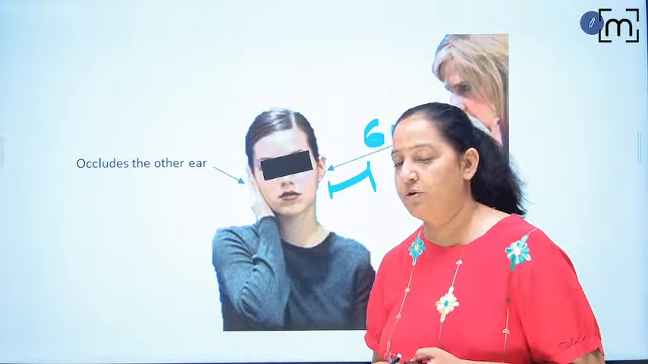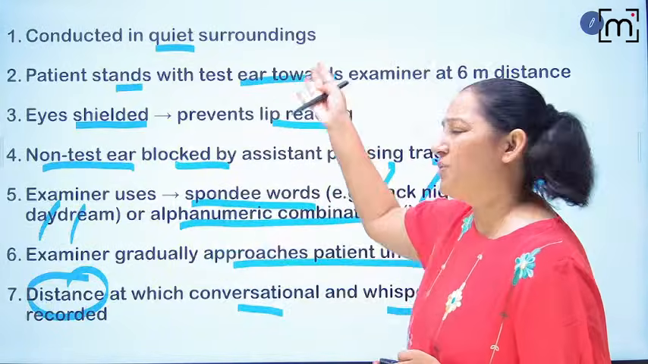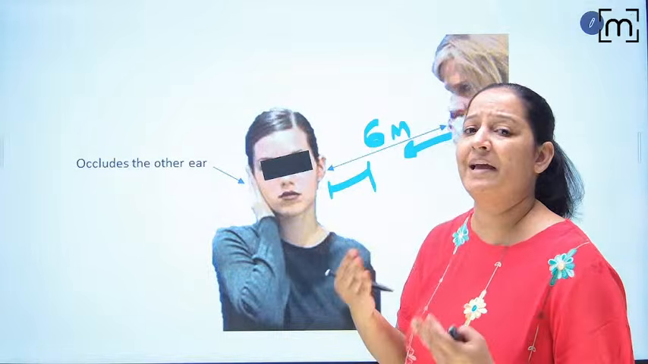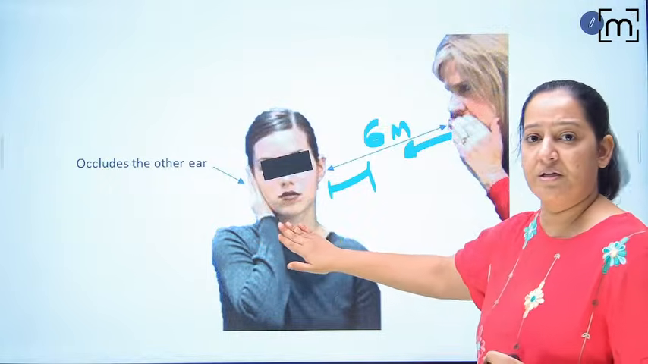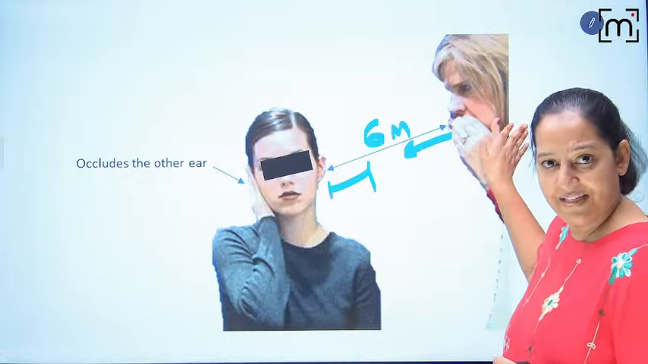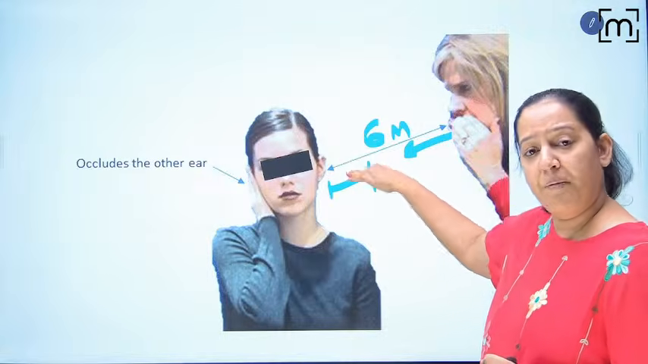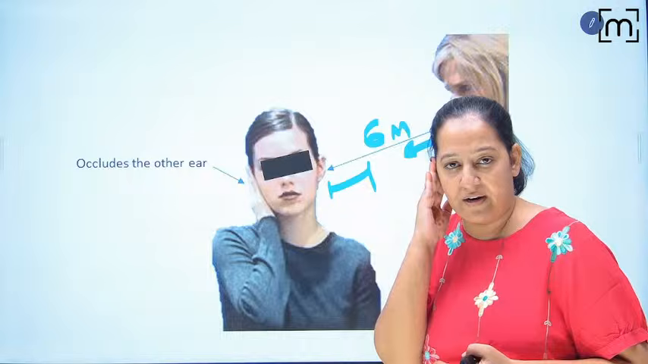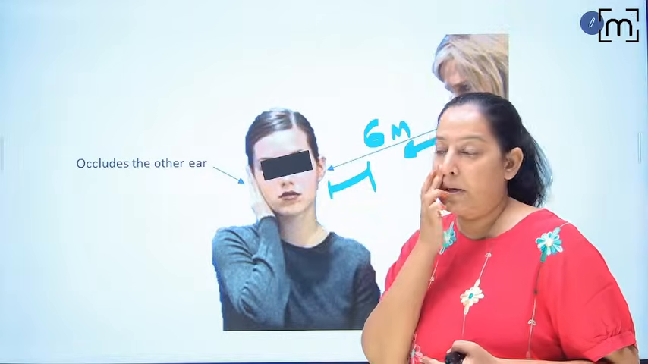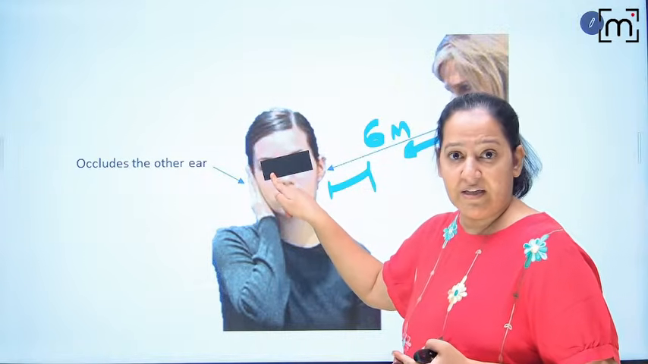Did you get it or not? So the procedure, you don't have to learn it by rote. Look at the picture and say it in your own words. So there is a patient. Ask the patient to sit at a distance of 6 meters from the examiner. The testing ear should be towards the examiner. The non-test ear should be blocked by the patient himself or herself, by blocking the tragus. Eyes should be shielded to prevent lip reading.